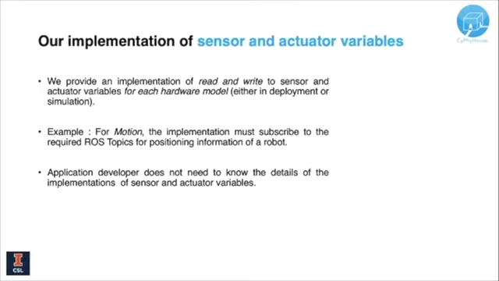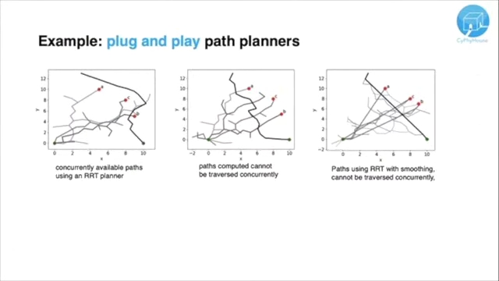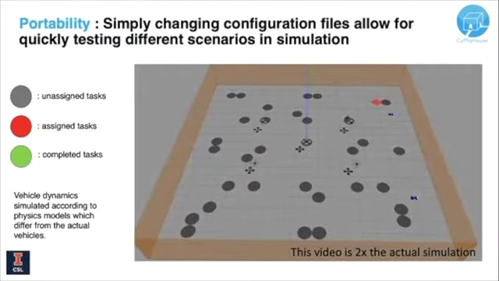Another functionality that this enables is plugging and playing different path planners for robot motion, including RRT, A-star, D-star, probabilistic roadmap, and other popular path planners. We have implemented several RRT-based path planners for use with the task application with varying results. These plug-and-play features, shared memory, and sensor actuator variables make the same code applicable across a variety of platforms.